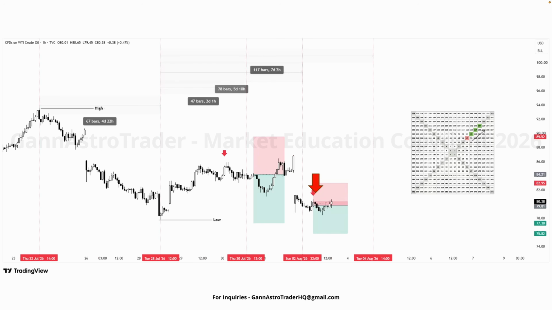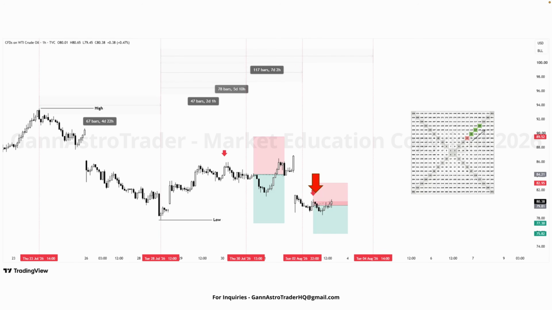Here we can see the first reaction around the 47-bar interval. Price approaches the projected time zone and begins to show a change in behavior. Instead of continuing cleanly in the previous direction, we get a reaction followed by a move higher. Now we move to the next projected interval, the 78-bar relationship. Price reaches this time zone and again gives us a visible reaction. The market initially pushes higher, but the move fails to sustain itself and price turns lower. Notice how the reaction develops around the projected timing window rather than occurring randomly in the middle of the structure.